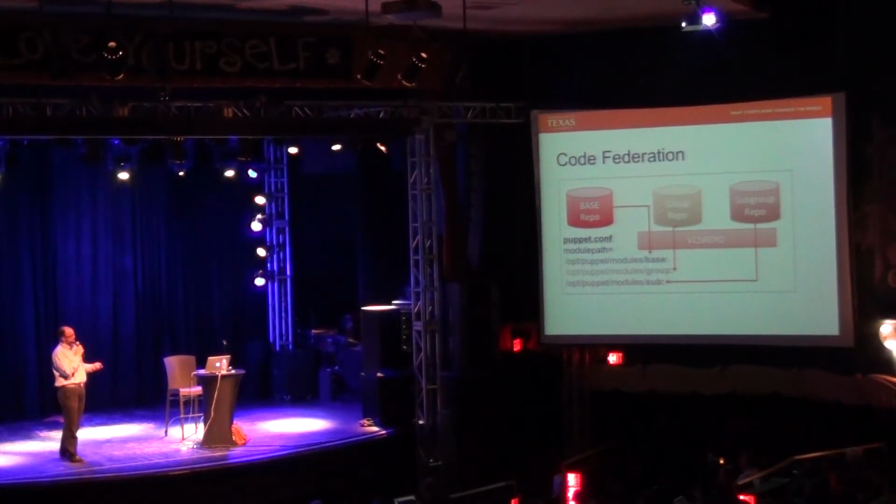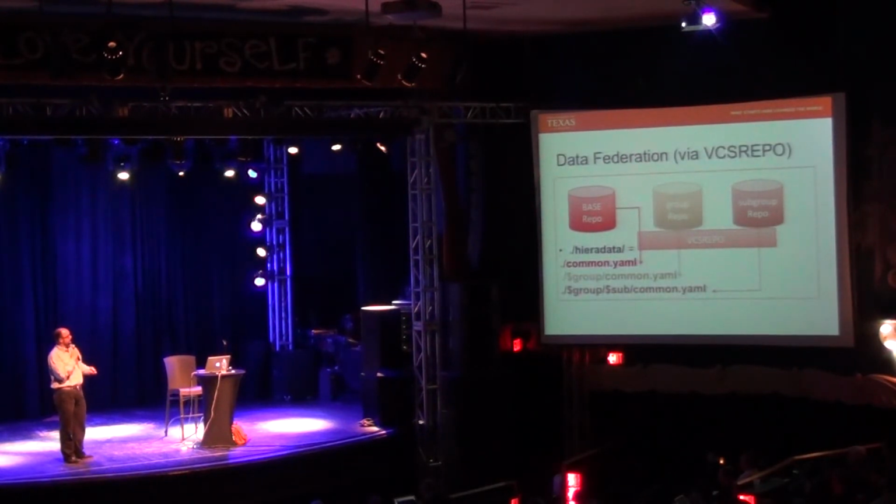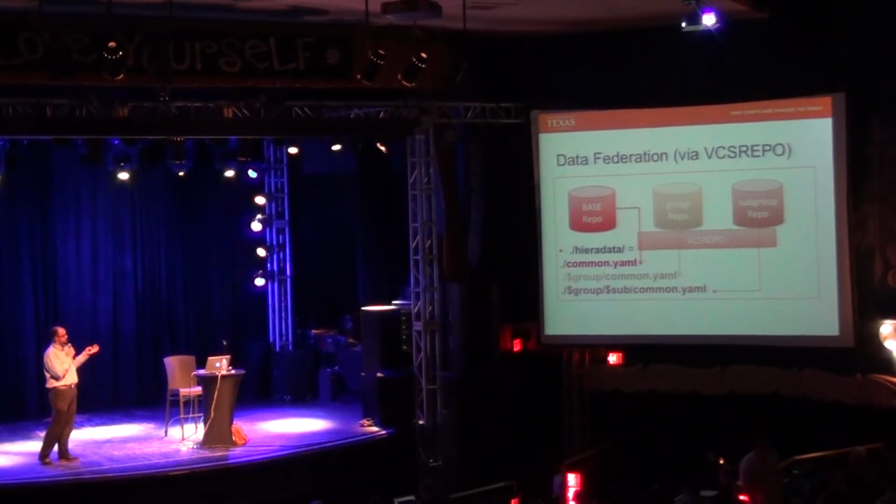Like I said, we're using VCS repo for that now, but I think we're going to move to R10K, which is kind of a poll topology that runs on the server and then does an SVN update. But I think R10K is a little bit more flexible. And this is the data federation, and it works in exactly the same way. I could just change the names on the slide. We pull our common things from a base repo, the group entries from a group repo, and then subgroup from the subgroup repos.